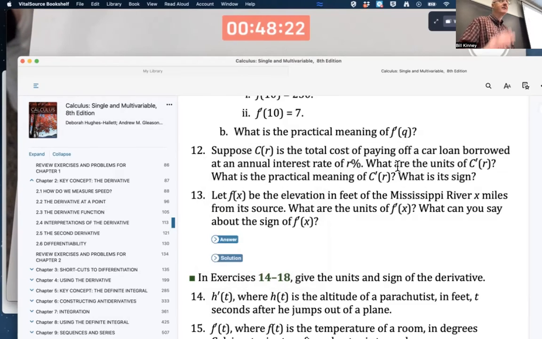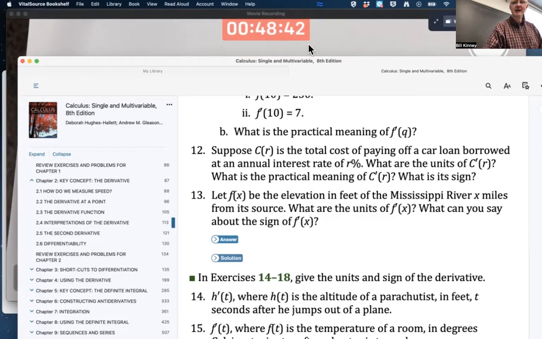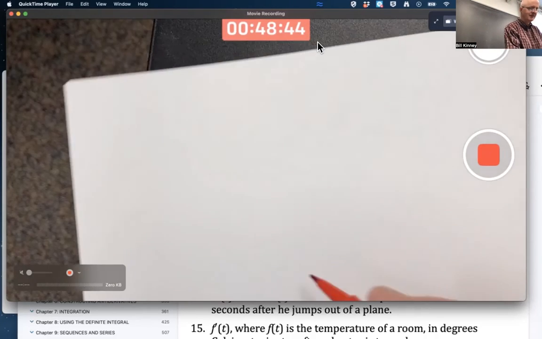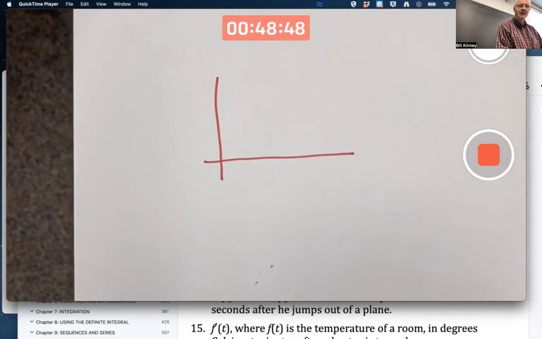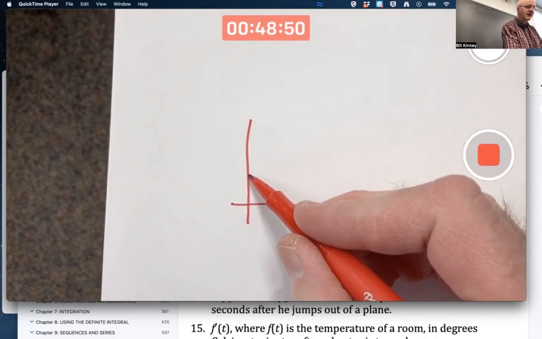So certainly that means its graph is going up. And that means the derivative is positive. Because the graph is going up, the slope of the tangent line is positive. Is the graph a straight line? Concave up, concave down? I know from experience that the graph's going to be concave up.